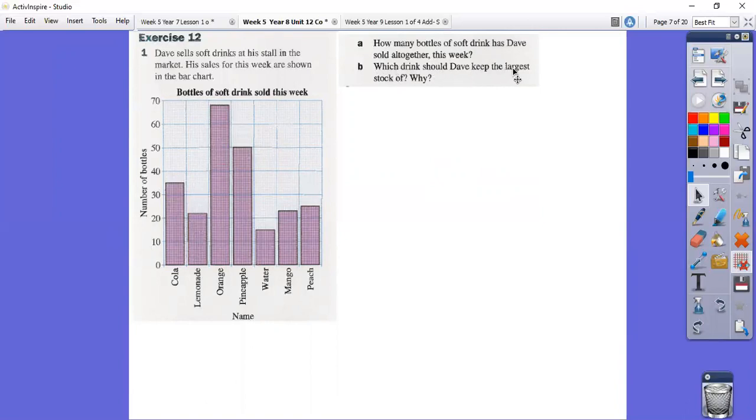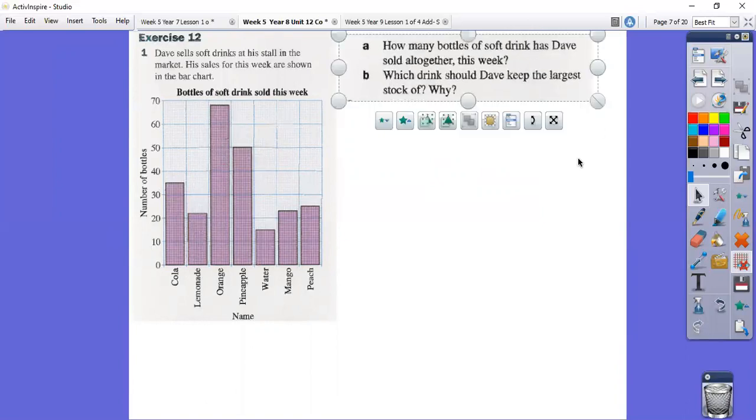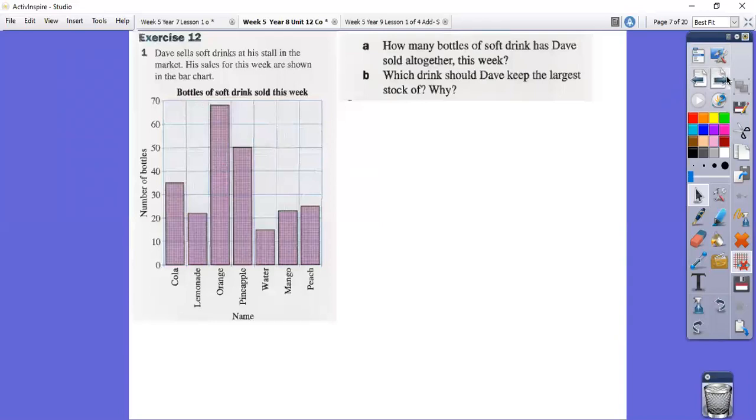Which drink should Dave keep the largest stock of? If he's selling orange the most, so that's the most popular, you would assume that he needs to make sure he has plenty of orange juice in stock because that's what customers tend to buy a lot.